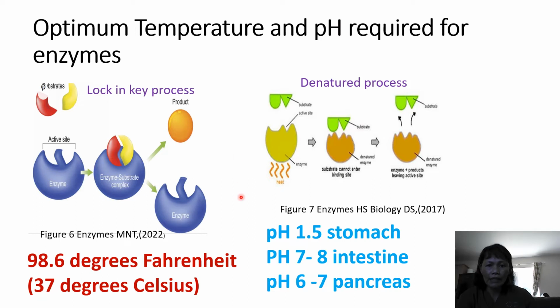Other enzymes allow distinct types of acidity. For instance, enzymes in the stomach work best at pH level 1.5 since it is acidic, whereas pH 7 to 8 works best for enzymes in the intestines and pH level 6 to 7 in the pancreas.